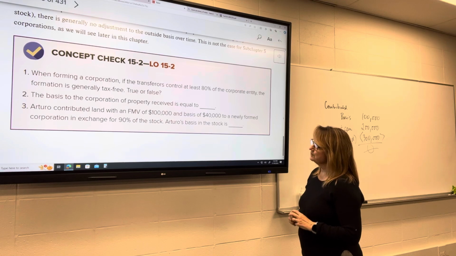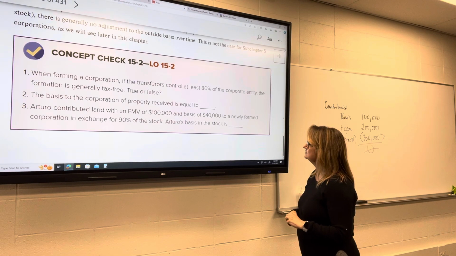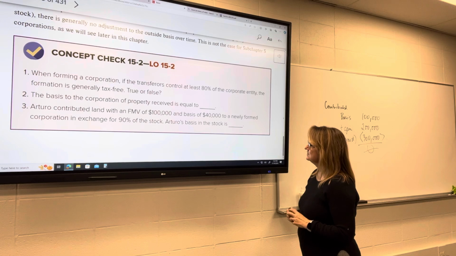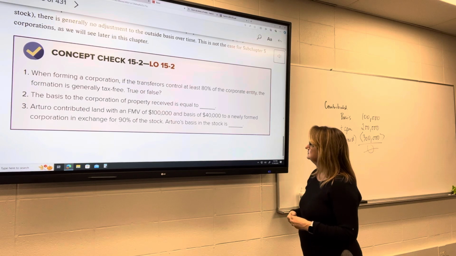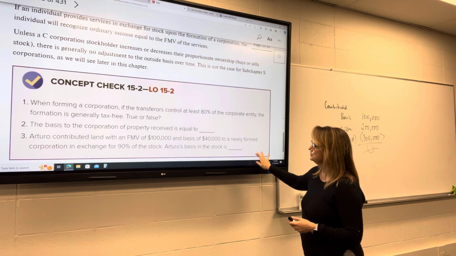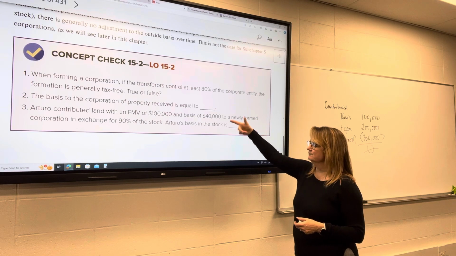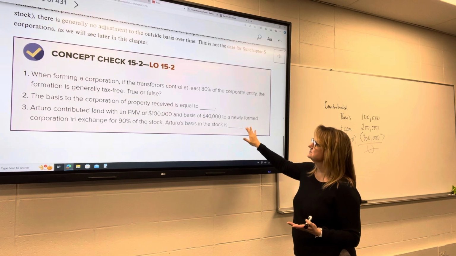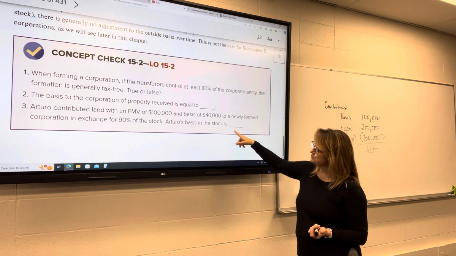Let's look at Arturo here. So he contributed land with a fair market value of $100,000, basis of $40,000, in exchange for 90% of the stock. His basis in the stock is going to be $40,000, right? That basis just transfers over. If he happens to sell that stock for $100,000, he's going to recognize a $60,000 gain at that point. So that just transfers over.